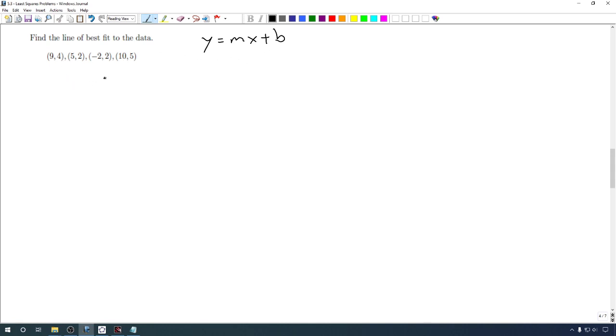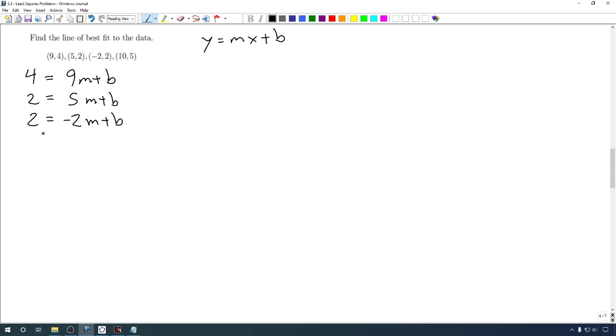So let's plug those points in. Remember here, our x values are our first ones, our y values are our second ones. So I'm going to write them over here. When y is 4, we want x to be 9. When y is 2, we want x to be, at least for this point, 5. In this case, we saw y equals 2, but this time we want x to be -2.